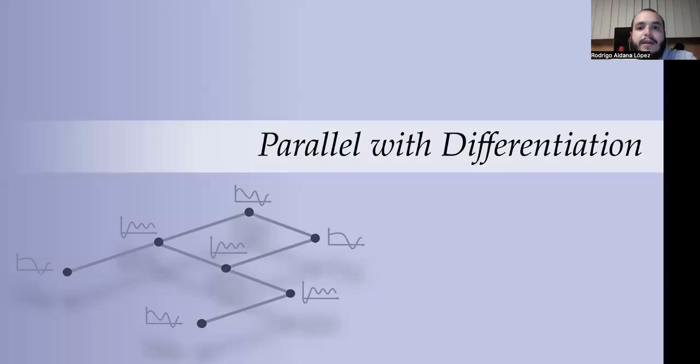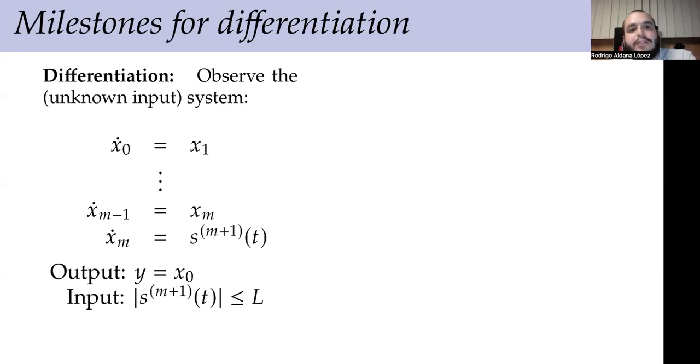Okay. First I want to point out some parallels with what we know about differentiation. Differentiation is a related problem, but in this case you are just trying to differentiate a signal, which is equivalent to observing this unknown input system, right? You have a chain of integrators, and in the last state, you have an unknown input, which is given by the (n+1)-th derivative of some signal, S, okay? Usually we assume that this is bounded by some constant L, right? And developing an observer for this system is developing a differentiator, right?